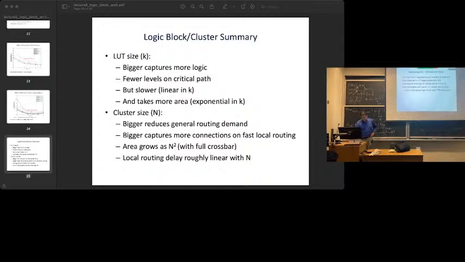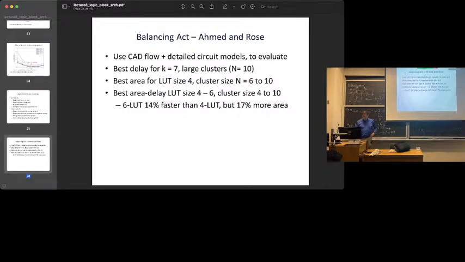Let's see. So yeah, they did a very thorough job of this, because they used a full CAD flow and detailed models to evaluate all this. If you just cared about delay and nothing else, you would go for a really big lookup table like k equals 7 and a really big cluster, n equals 10. But you'll pay a lot of area for that. So for best area, a lookup table of size 4 was the best, and cluster sizes that were still pretty big were good for that. And if you had to balance area and delay, you had a broad minimum: lookup tables from 4 to 6 inputs and cluster sizes from 4 to 10.